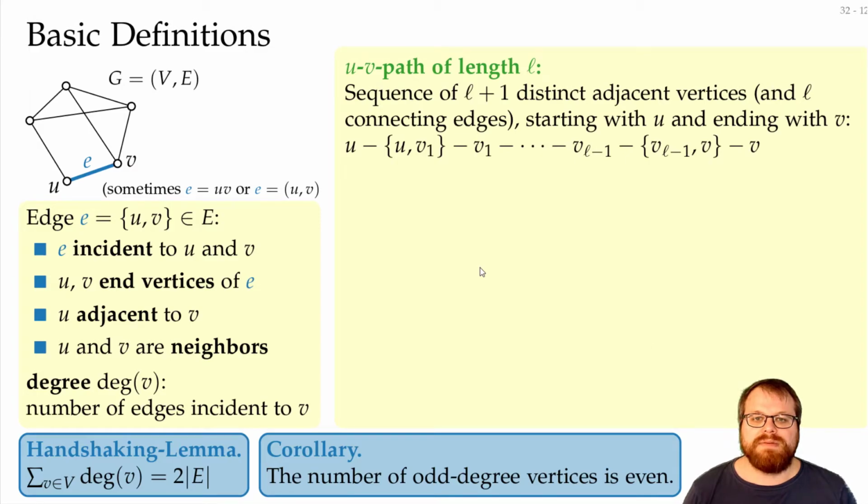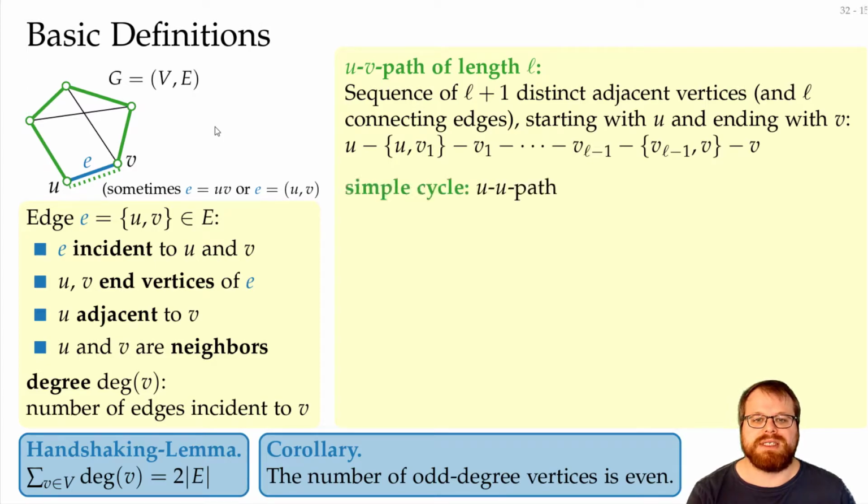We often use paths, and for paths it's not always clear how we define the length. So for us, a path between two vertices of length L is a sequence of L plus 1 vertices, or L edges. So if we look at this path here, this is a path of length 1. There are two vertices U and V, and there's one edge. And this path here is a path of length 4. There are 1, 2, 3, 4, 5 vertices and 4 edges.